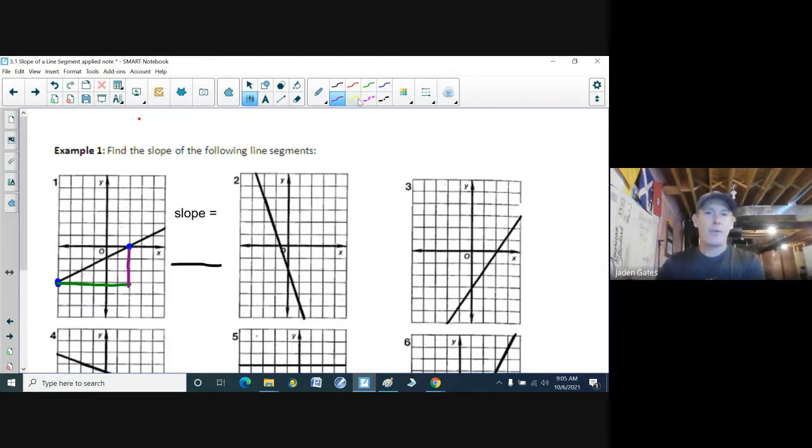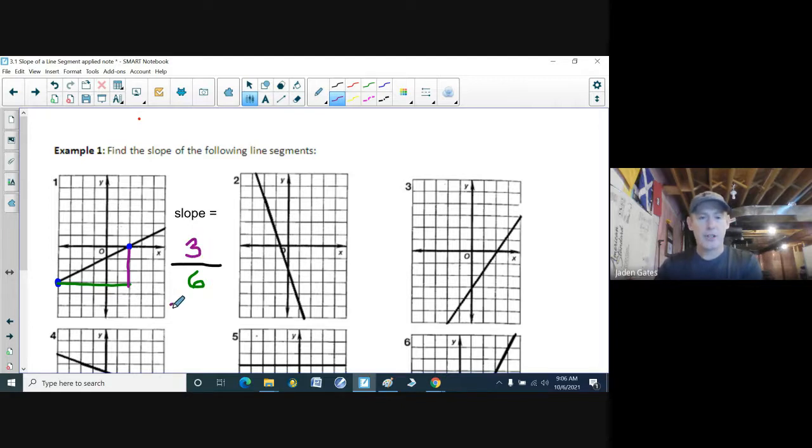Now, my green line represents my run. It's how much I'm moving left and right. And in this case, if I look at my pen, I go 1, 2, 3, 4, 5, 6 to the right. So I put a 6 there. Now, my purple line represents how much up or down I'm going to go. Now, in this case, it's obviously going to be up. And so I count how much I'm going up from the spot that I'm at now because of the green line. All right, so I go 1, 2, 3 up.